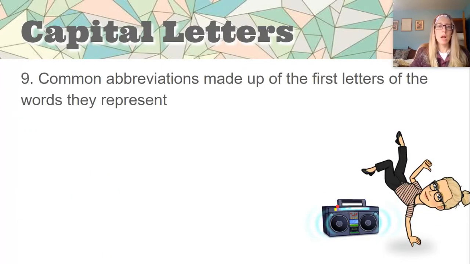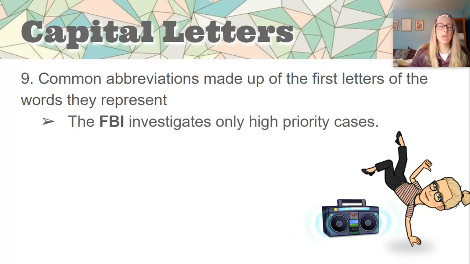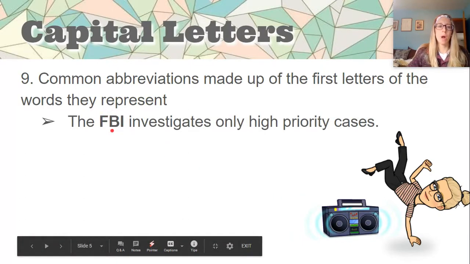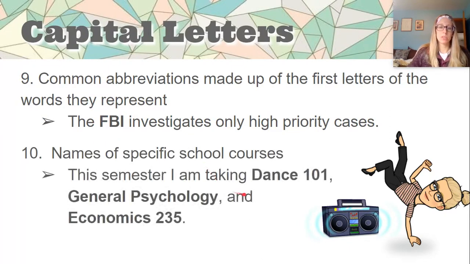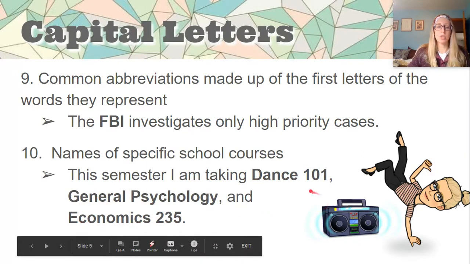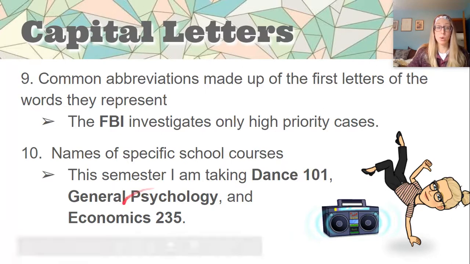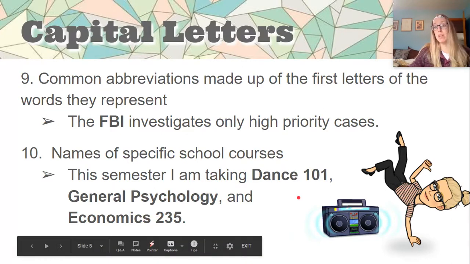You also capitalize common abbreviations. So like, for example, FBI, YMCA, that kind of stuff. Those are all going to be capitalized as well. And you want to capitalize names of specific school courses. So like Dance 101, General Psychology, Economics 235. Those are specific courses, like English 3, English 2, that kind of thing. All of those need to be capitalized as well.